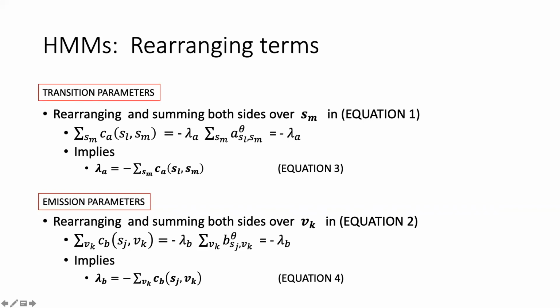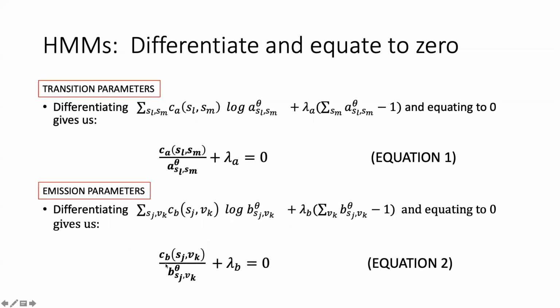Rearranging the terms by moving the lambda to the right-hand side and then summing it over all possible states, we know this term is 1, which implies that lambda equals the summation over S_M of the counts of this equation. Similarly, rearranging the terms and solving for lambda B results in this expression. Once we get the lambdas, we can go back and substitute in this equation to find the transition parameters and beta parameters.